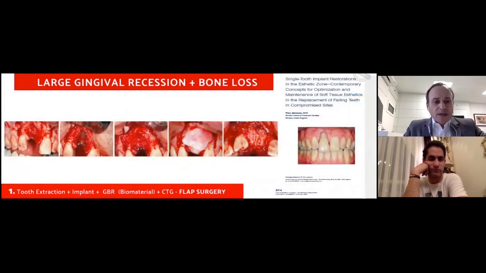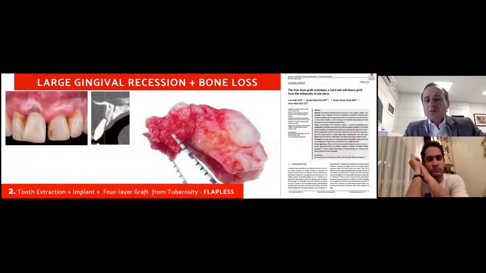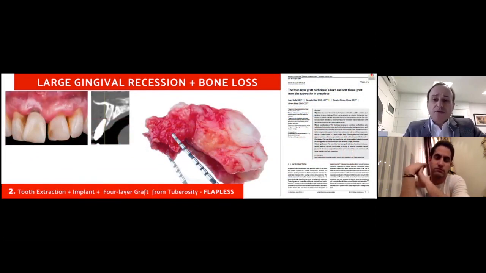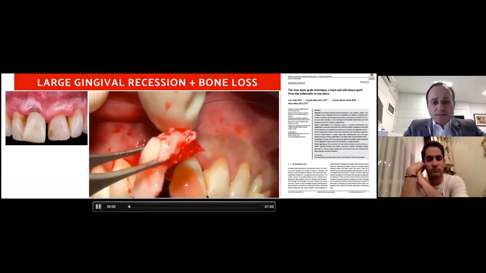Type one, tooth extraction, implant plus GBR, as Chidubanku suggested for us for such a long time: implant installation, bone reconstruction, membrane plus soft tissue graft. Or maybe we can use this methodology that was published by Dr. Juan Zufia from Spain 2 years ago. He suggested using the tooth extraction plus implant plus a four-layer graft harvest from the tuberosity using a flapless surgery. Here you can see what he does.